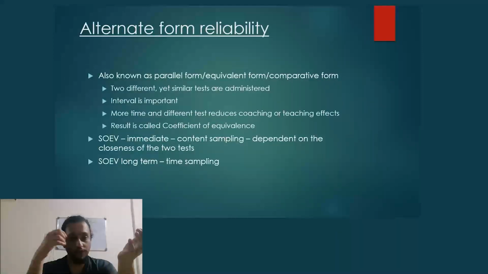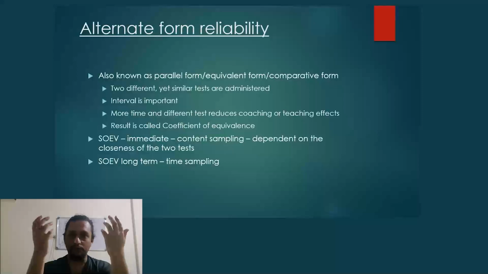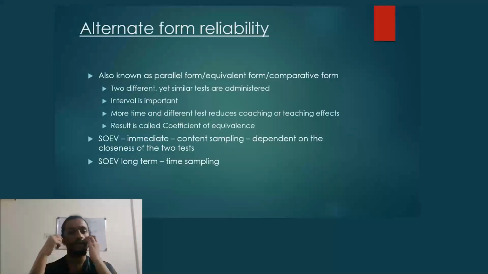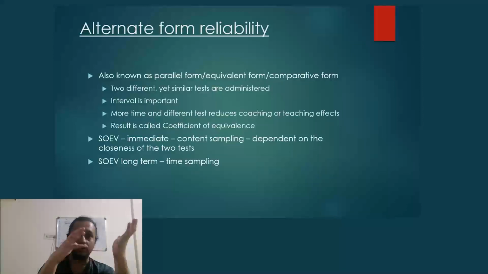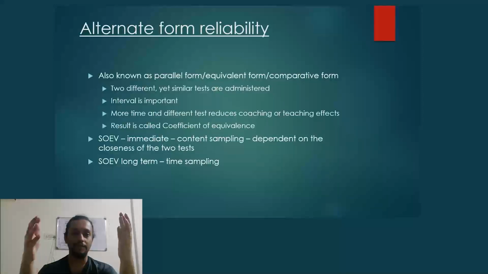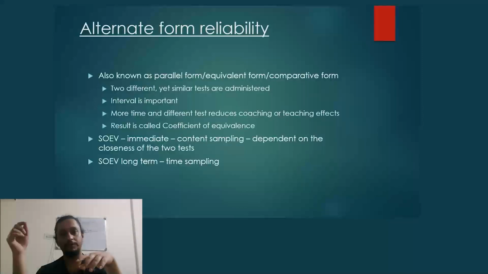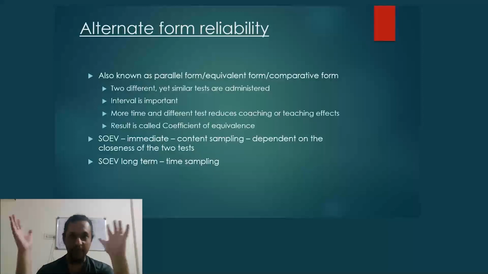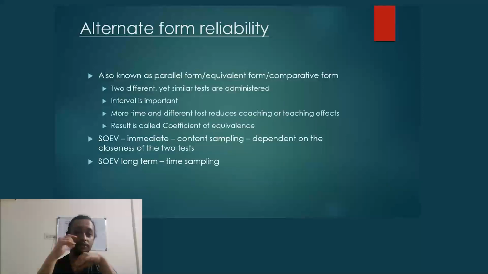Now interval is important here also. You don't give it at the same time because questions might be similar. More time and different tests reduce coaching or teaching effects. Because you've given one, you learned how it works and you might do the second one similarly. So you give time and difference in the kind of tests. One test might be a dichotomous test, yes or no. Another test may be a multiple choice one. So you give different tests and you give space between the tests. The result here will be called the coefficient of equivalence.